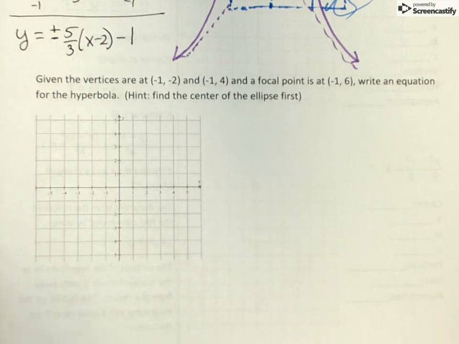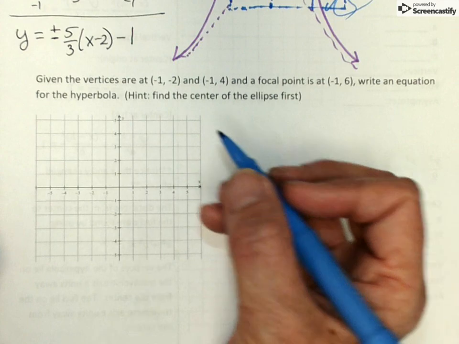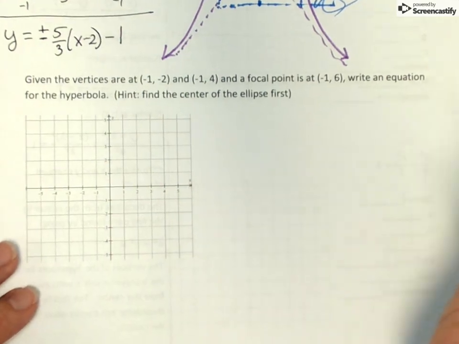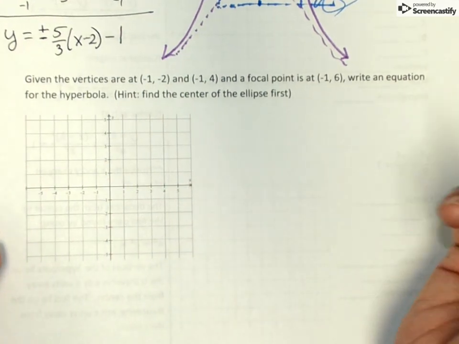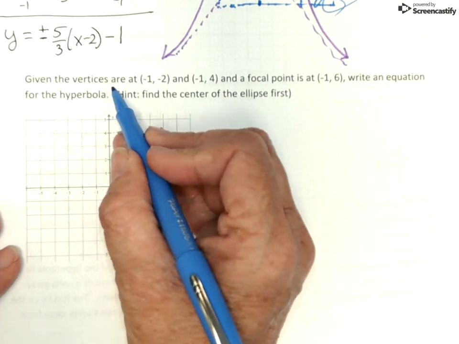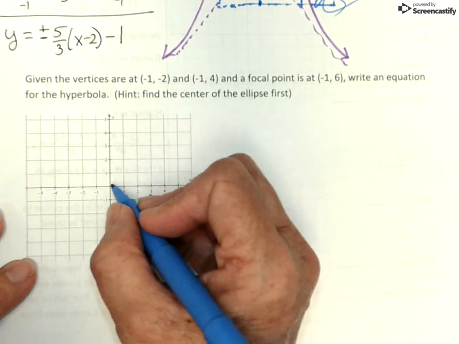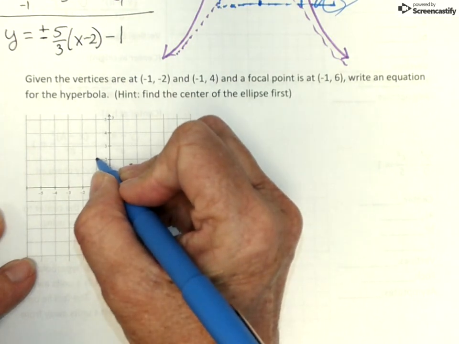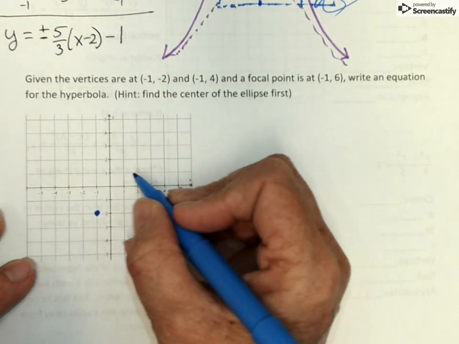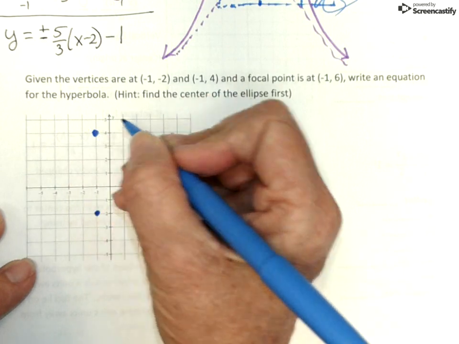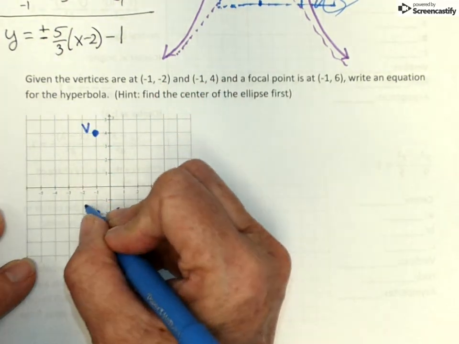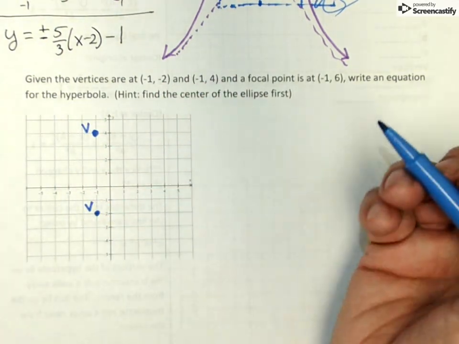Okay, so on this last part of day 2 of conics, our hyperbola, here we've got some descriptions and we want to try and build the equation. So I'm given that the vertices are at (-1, -2) and (-1, 4). And these are vertices. So let's go ahead and label those vertices.